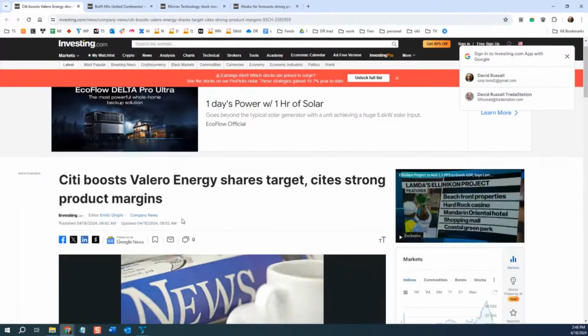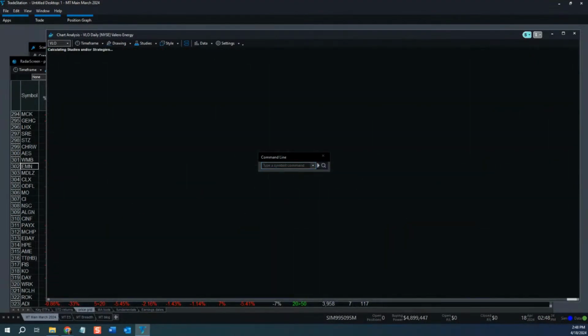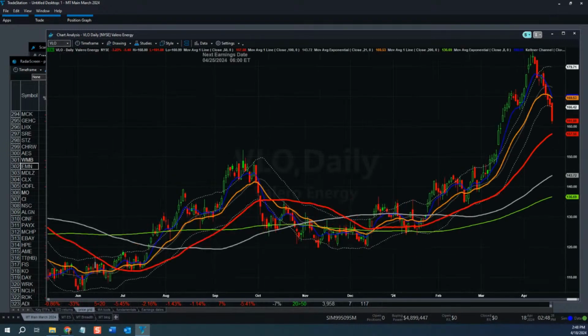Valero, this is just interesting also. We had kind of talked about the refiners a while back. They moved and now they've pulled back pretty sharply. I'm not sure exactly. They just pulled back more than I expected.